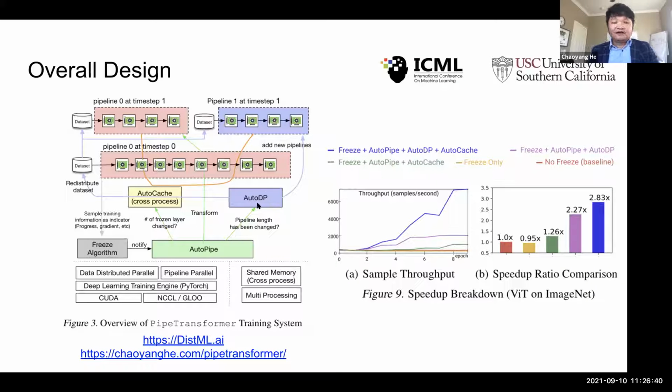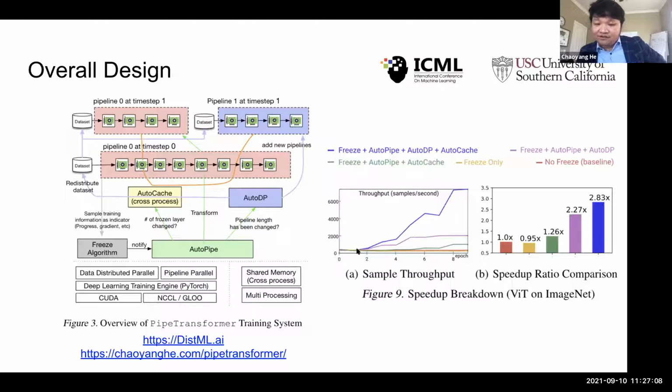It will also notify AutoDP, because AutoDP needs to handle adding new pipes here. So it's a dynamic membership. You can see here it will redistribute the data set into 2 parts and simultaneously add a new pipe for it. And finally, of course, we have AutoCache to cache the forward propagation to further accelerate training. So here's the discussion about the performance.